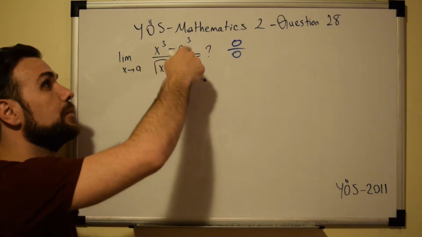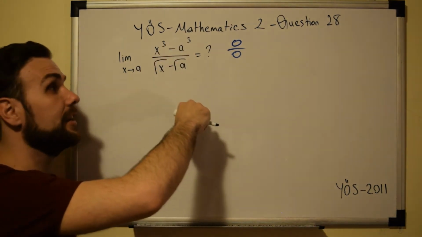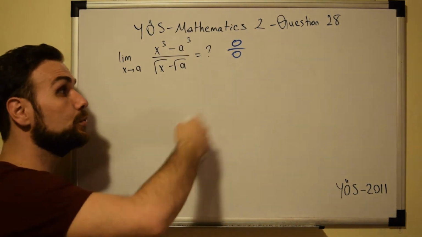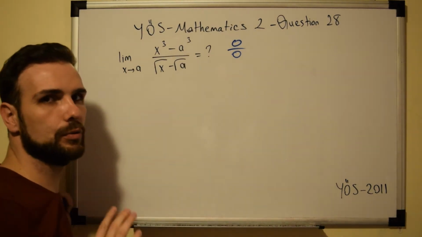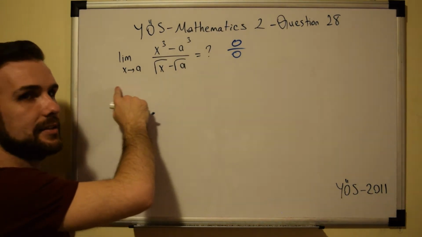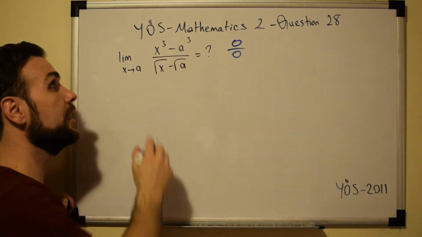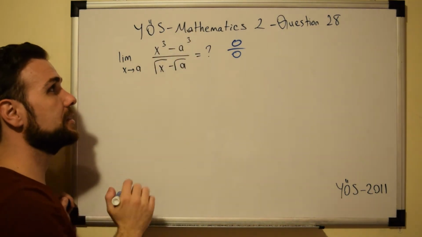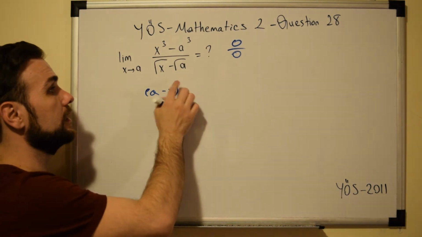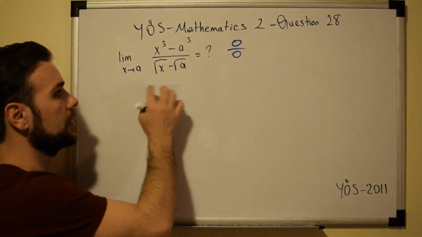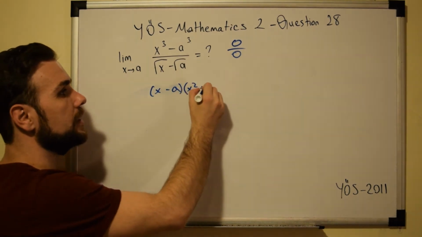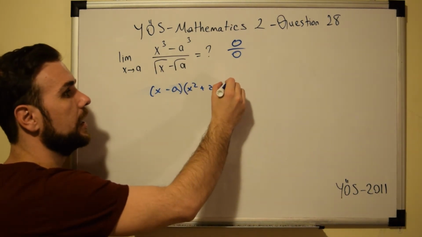We have to play with the expressions that we have over here to see what is another way of writing them, so it will enable us to simplify. As we do so, we will get to the right answer, and after that we will be able to substitute the x for a. So what is another way of writing this expression? It is x minus a times x squared plus ax plus a squared.